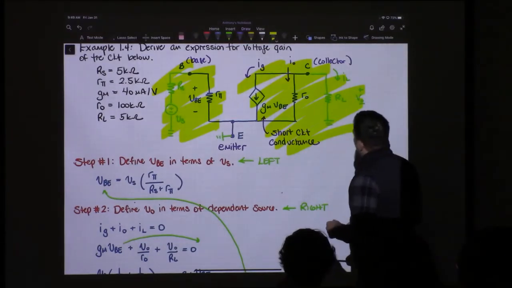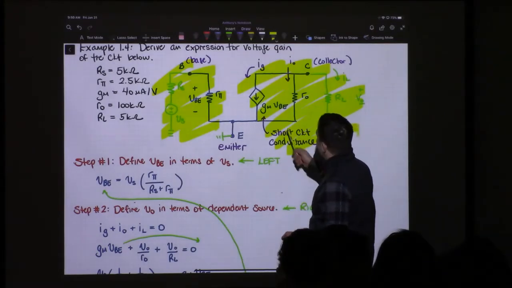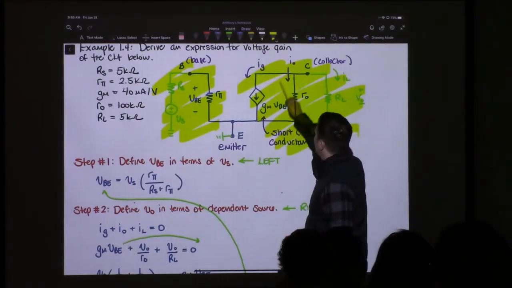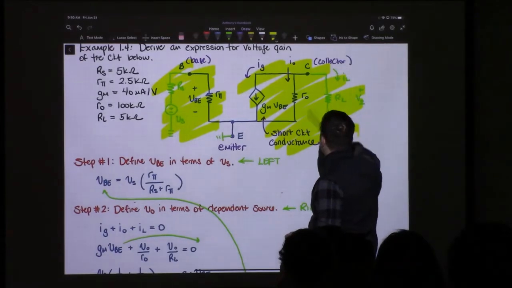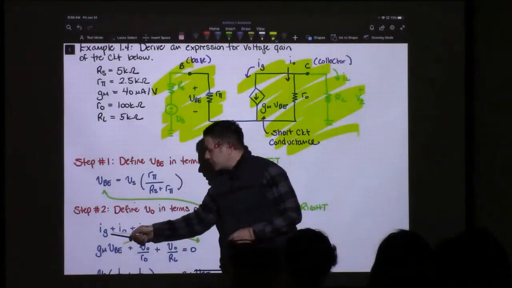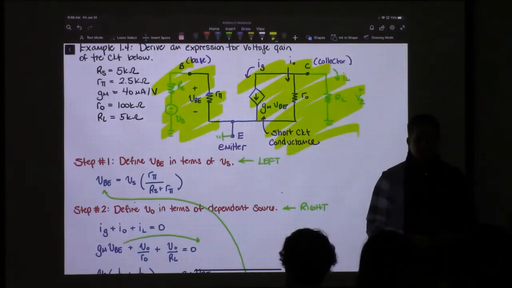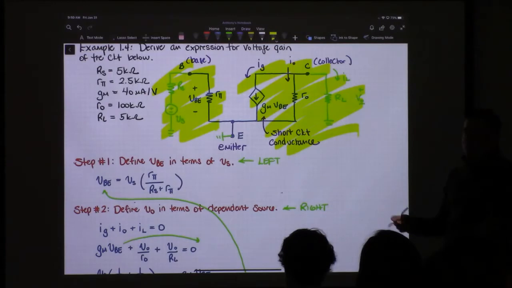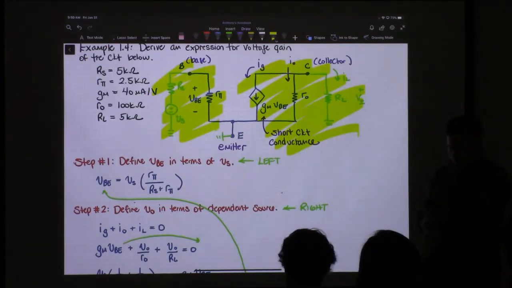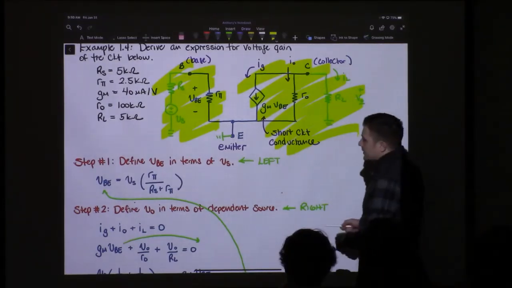So what I did was I defined 3 different currents. I called this IG down here, I called this IO right here, and I called this IL down here. And so we know that IG plus IO plus IL will be equal to 0, right? They're all 3 currents heading out of the same node. So we want to get this in terms of V out, so we're going to make substitutions.